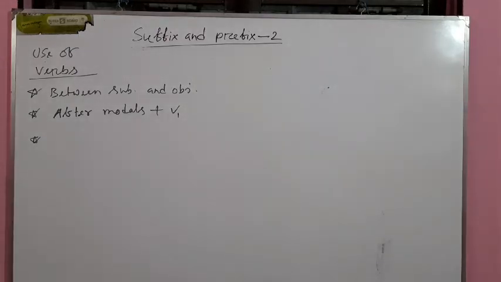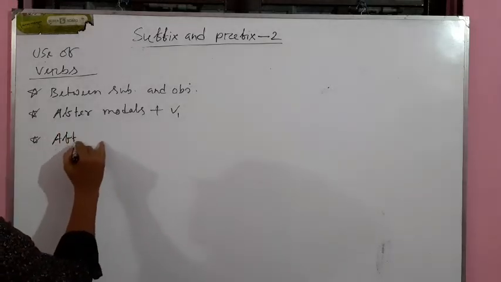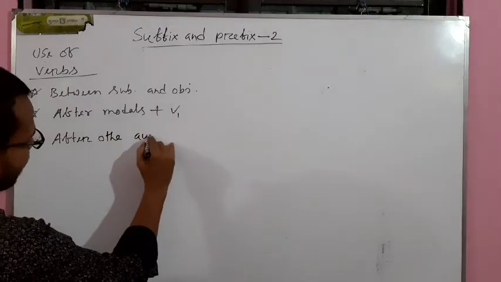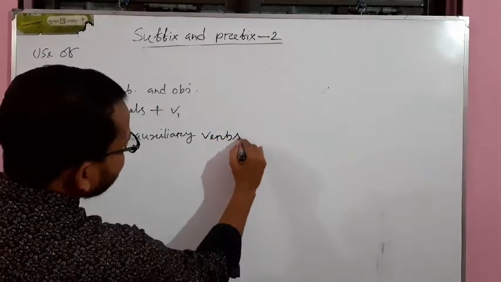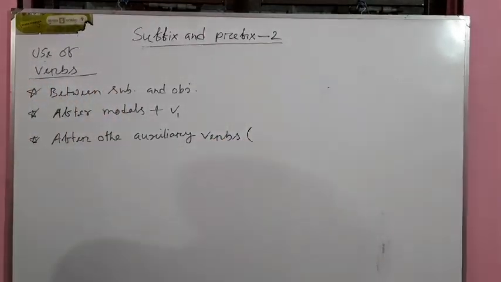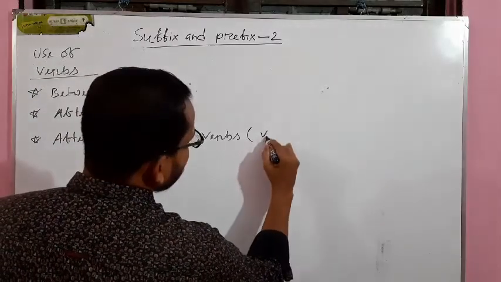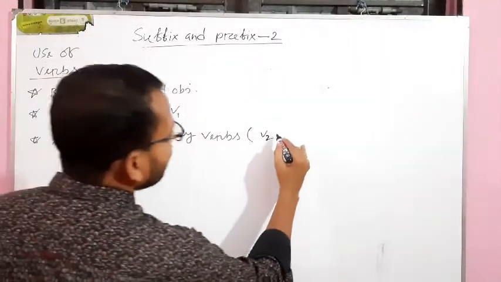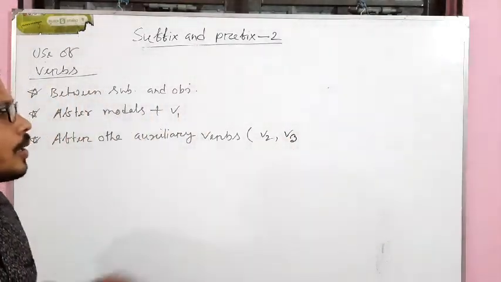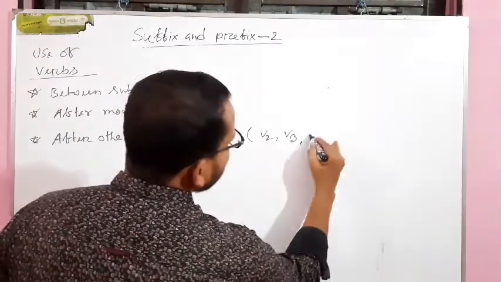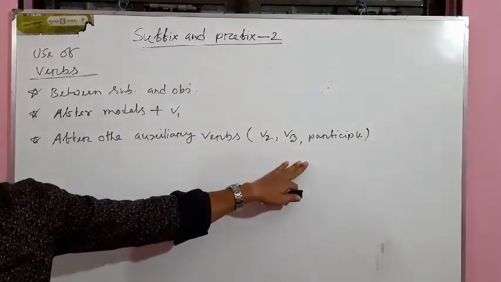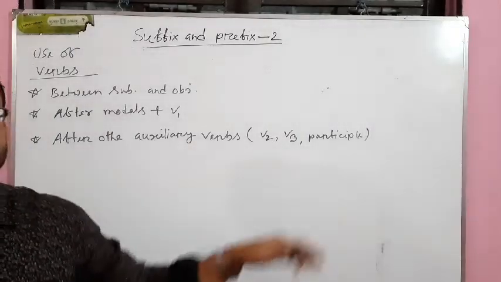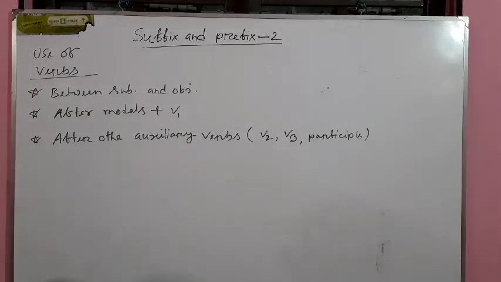Number 3, after other auxiliaries. After other auxiliary, A-U-X-I-L-I-A-R-Y, auxiliary verbs. This time the form of a verb will be different, will be various. That means V2, the past form, or V3, that means the past participle form, or finally participle. This can be the form of the verbs after the other auxiliary verbs. They will be various, that means they will not be all the same like the previous one. Okay, these are actually the use of verb.